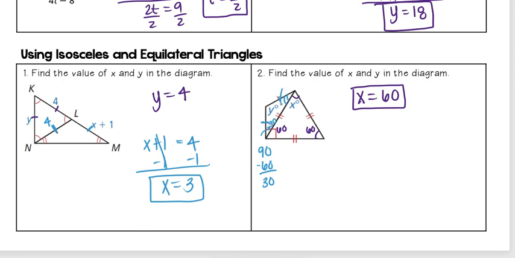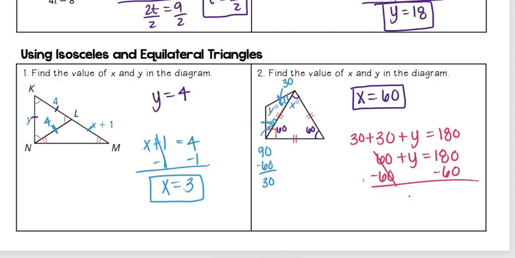And then I know from my base angles theorem, that means that this angle over here is also 30, because the angles opposite of my congruent sides are going to be equal. So now I have 2 angles of this triangle, and I want to find the third. Well, now I can just use my triangle sum theorem. So I have 30 plus 30 plus y is equal to 180. Well, 30 plus 30 is just 60. And then subtract 60 from both sides. And I get that y is equal to 120.